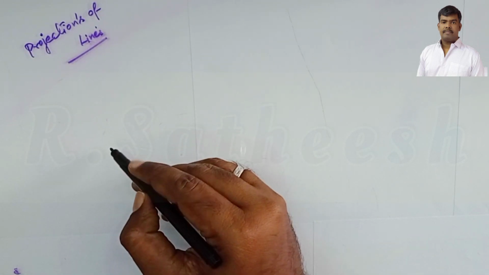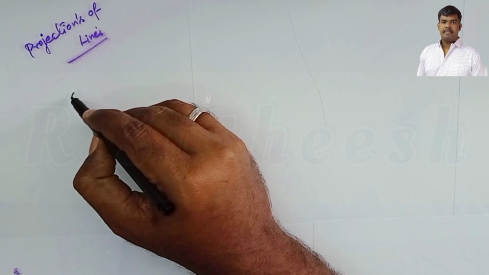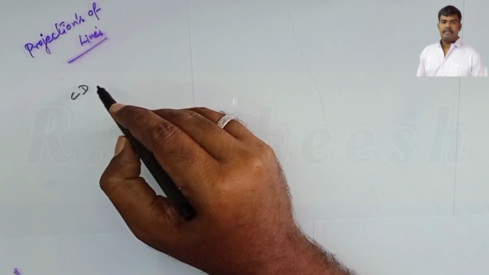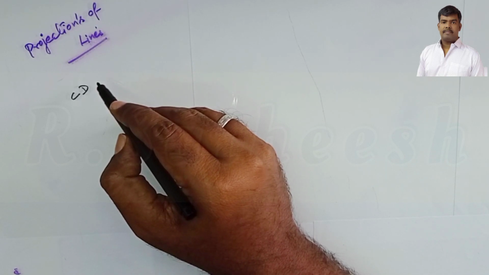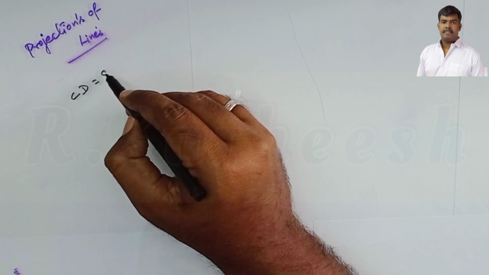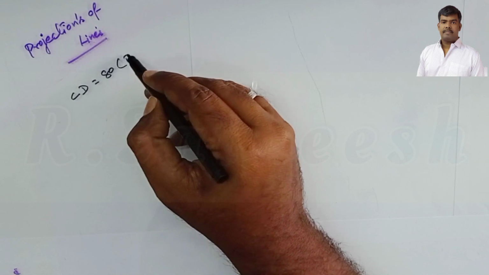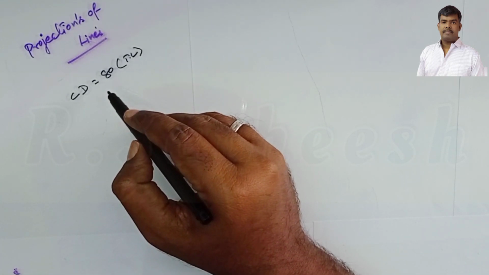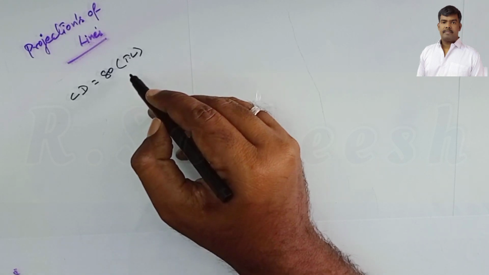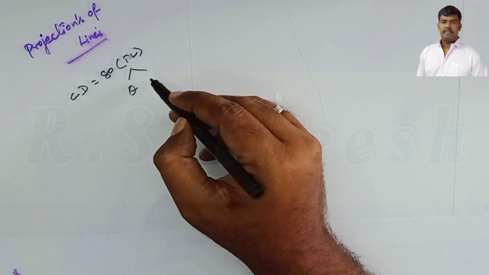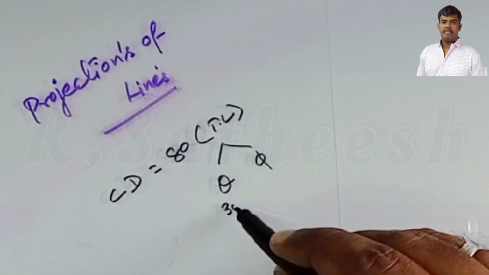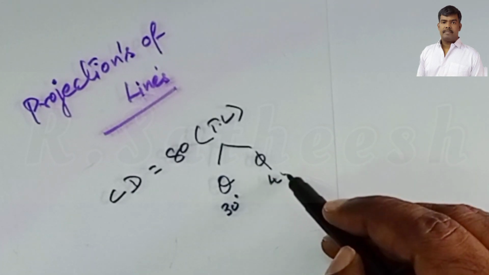Clear. So first, in this problem the line ends are clearly given as C and D, so we use only C and D. The CD is 80 mm, which is the true length, and at an angle of 30 degrees to HP it is inclined, so the true length makes angles theta and phi with HP and VP. The HP angle is 30 degrees and the VP angle is 45 degrees.